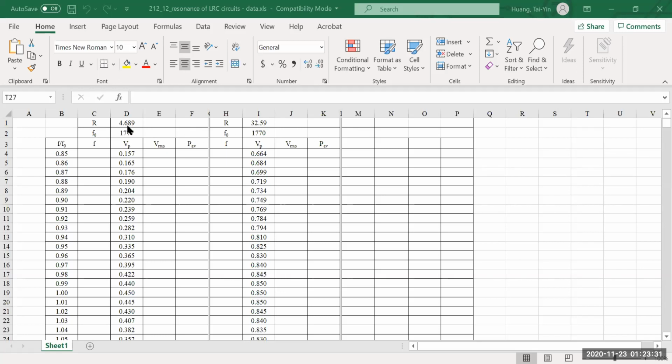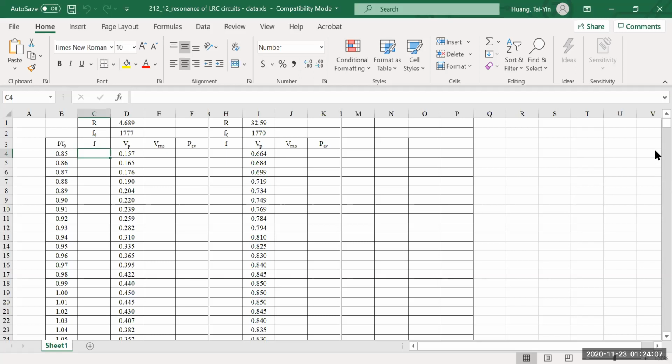So your R here, we're going to use the measured value, 4.689, and the other R is 32.59. F naught, which is the measured value, you have this one and that one. So you need to calculate the F value. Basically the F value will just be 1,777 times this column, and just drag it down. Calculate the first value, and then move your mouse until you see a solid cross, drag it all the way down. Then you will be able to compute that automatically using Excel.